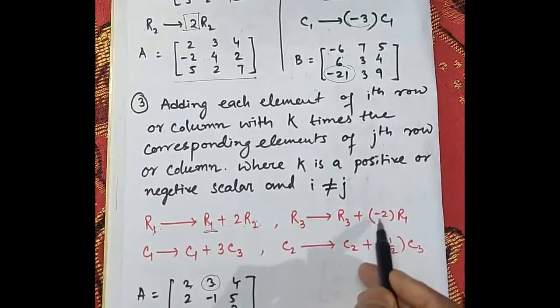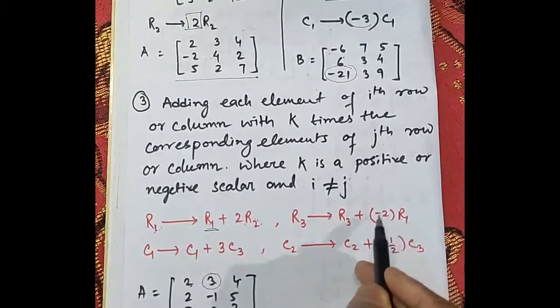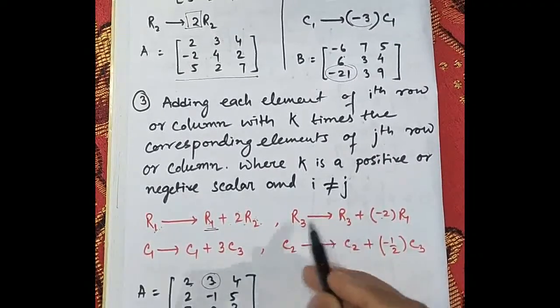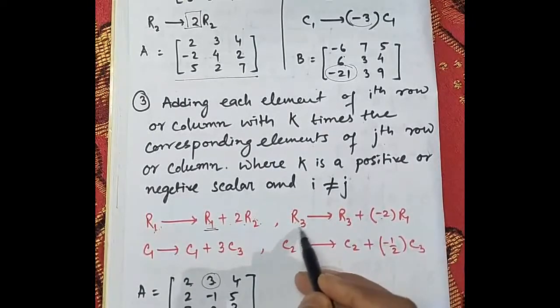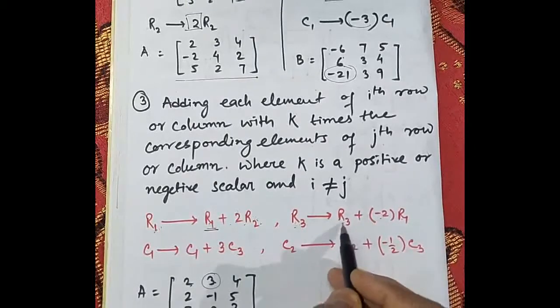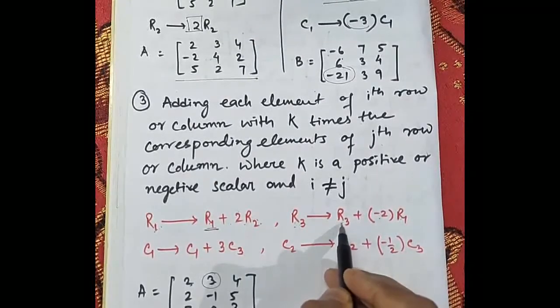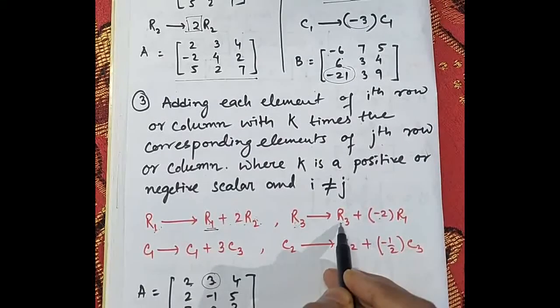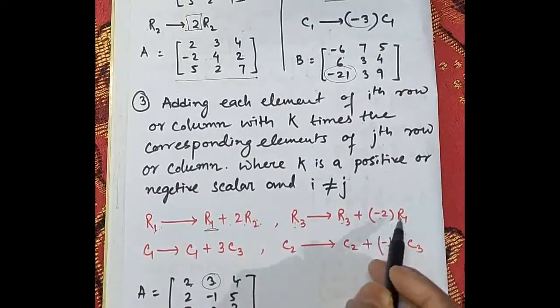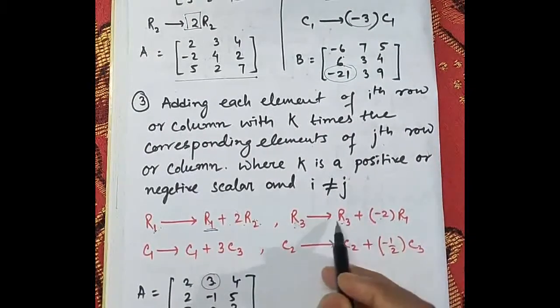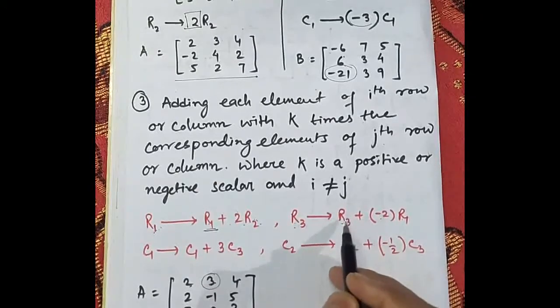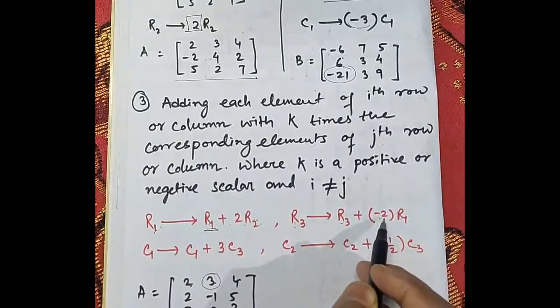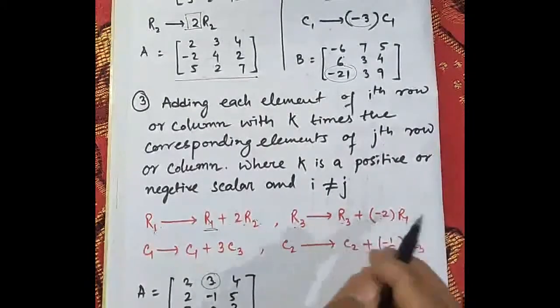Similarly, here we are multiplying minus 2 with R1 and we are adding this with R3, because we are changing R3. The row which you are changing, you have to write first, and you can't multiply any scalar with that particular row. You have to multiply a scalar with another row which you are not changing. The row or column which you are changing, you have to fix that particular row or column and multiply a scalar, either positive or negative, to another row or column. Then you have to add it.